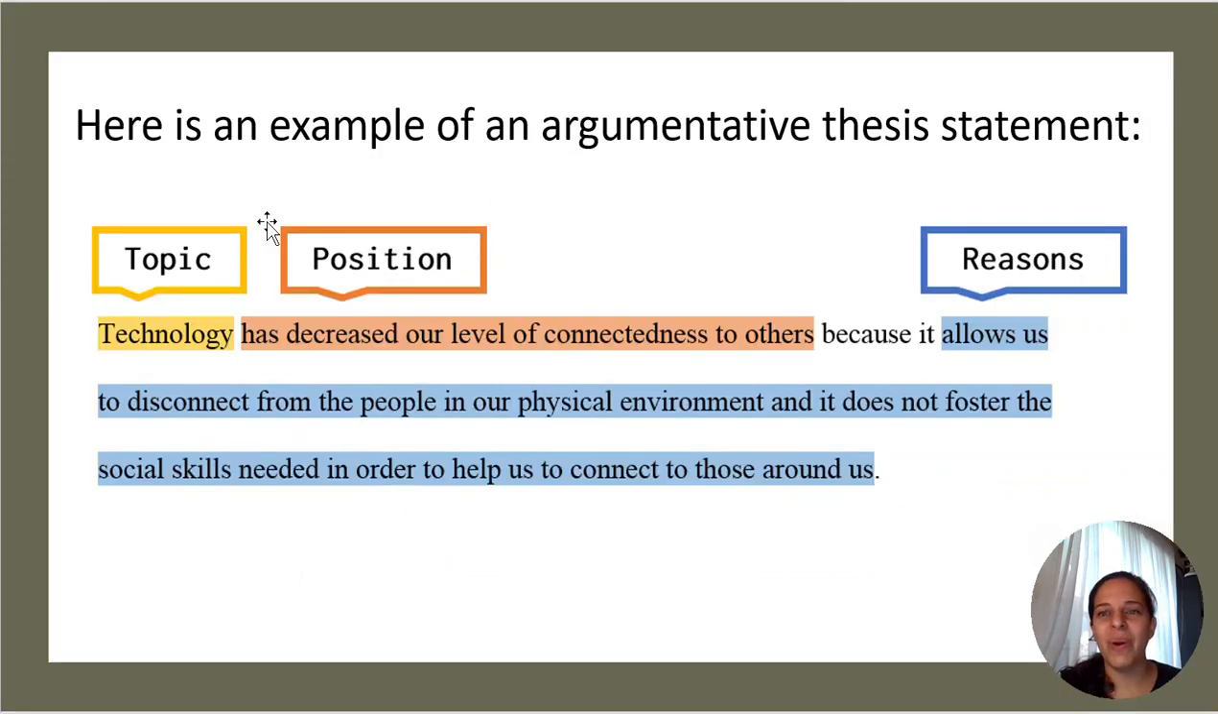Here's an example of an argumentative thesis statement. Technology has decreased our level of connectedness to others because it allows us to disconnect from the people in our physical environment, and it does not foster the social skills needed in order to help us connect to those around us. And as you can see, it has a topic, a position, and a reason.